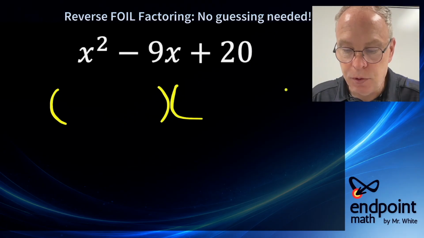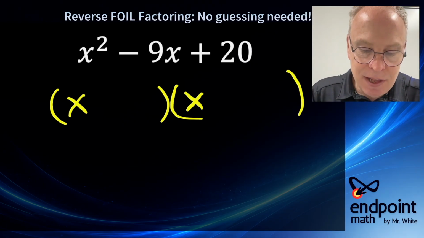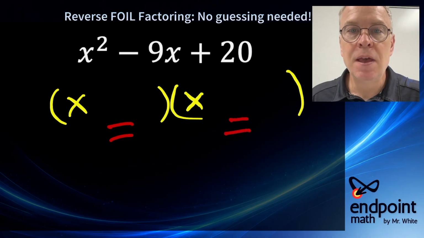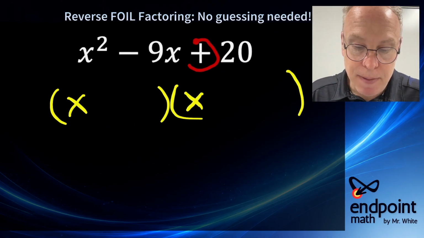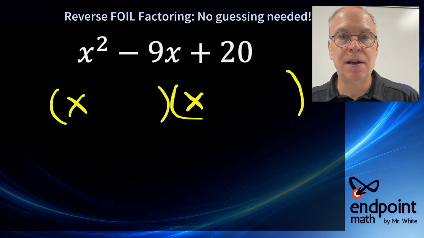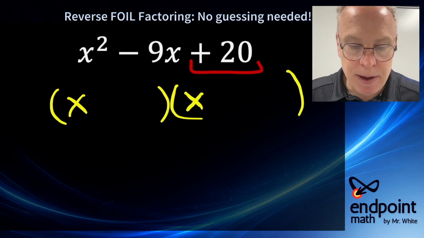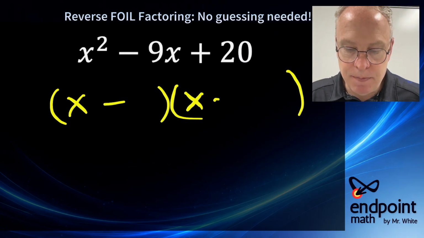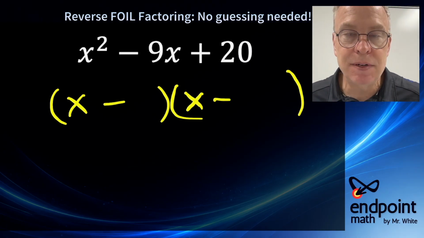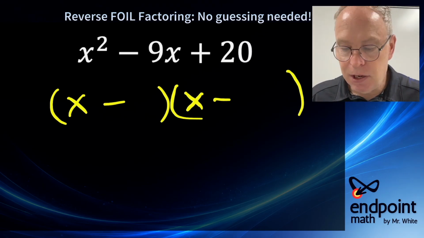All right, let's follow through the same thing. I know this has to be x and x. Now let's think about the signs here. They have to multiply to be a positive, but yet add up to be a negative. How's that going to work? We've got to have negatives in here, but they need to multiply to be a positive. Well, duh. They both have to be negatives, right? Because a negative times a negative makes a positive. That makes sense.